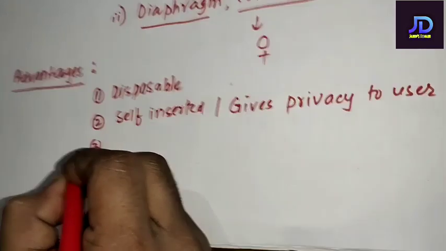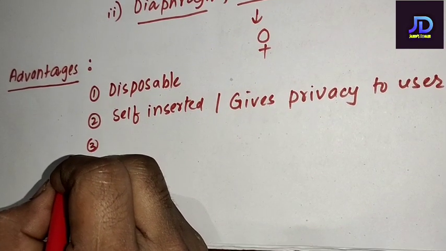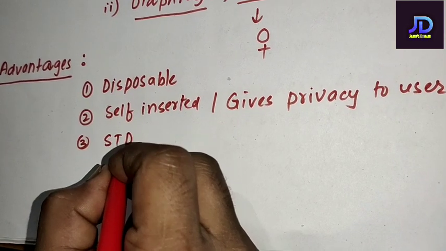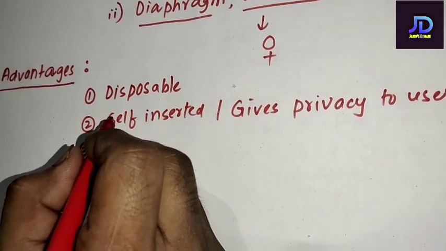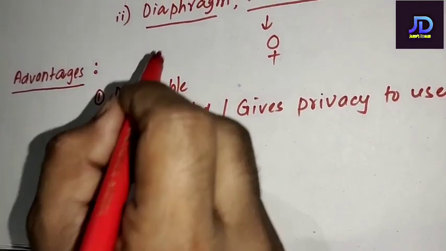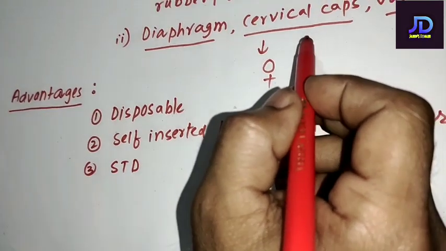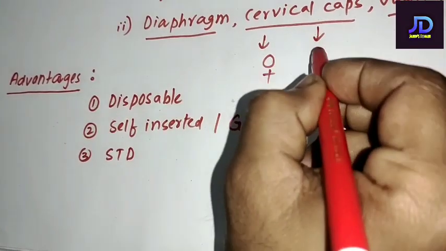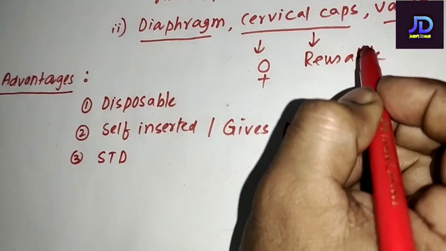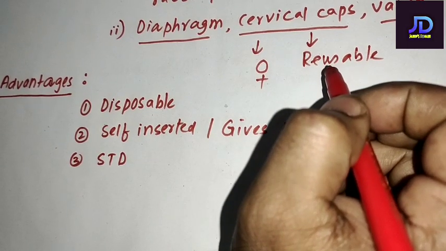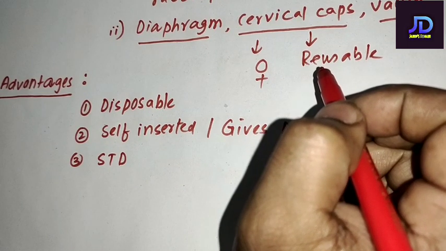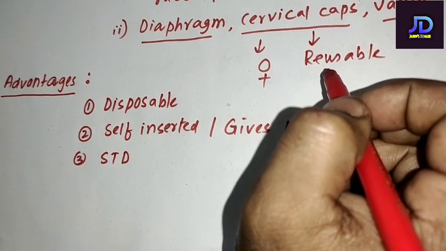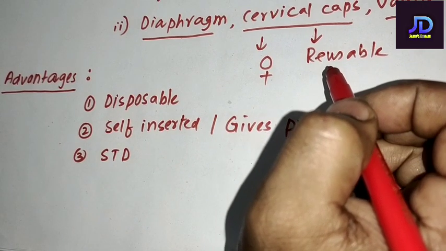This barrier method is very beneficial in preventing STDs. Sexually transmitted diseases can be prevented by this barrier method. The diaphragm, cervical caps and vaults, which are used by females, are reusable. They can be used again and again. In this case, spermicidal jelly, cream or foam is used to make them more contraceptively efficient. In order to increase efficiency, we use spermicidal jelly, cream, foam, etc.